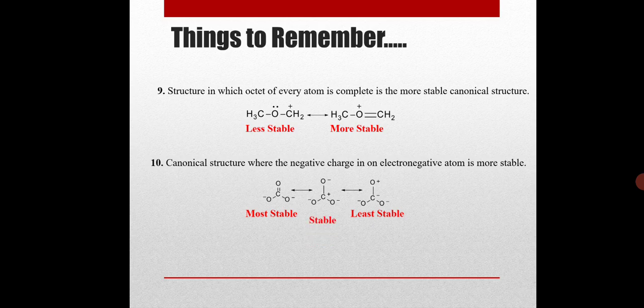So this compound is more stable because there is no separation of charges. There is only negative charge on oxygen but no positive charge, so this is the most stable structure. The next stable is this, because though there is separation of charges in this structure, all the oxygens have negative charge. But this is the least stable structure because in this, one of the oxygens is having positive charge.